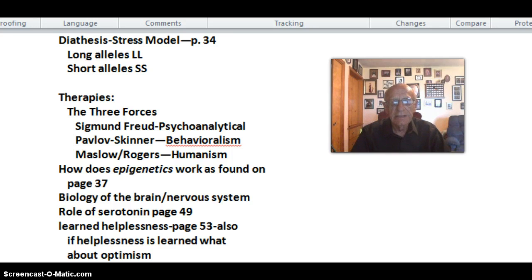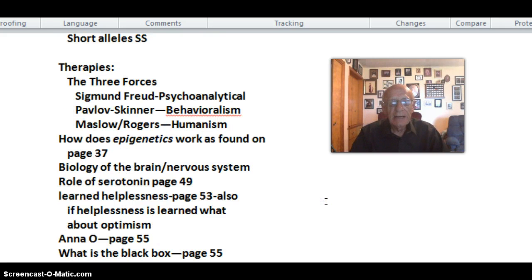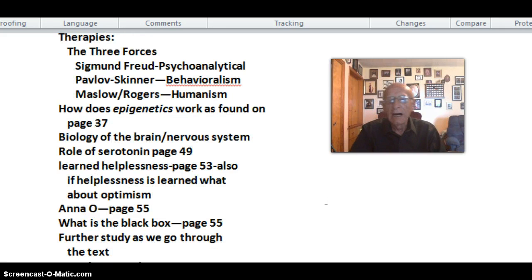Okay, going down through this now, I'm going to give you some pages there. It says, how does epigenetics work? That's on page 37. The biology of the brain and the nervous system and the role of serotonin. That's on page 49. And then we have a concept that is called learned helplessness on page 53. Well, if we can learn helplessness, can we also learn optimism? And optimism, you may know, is a person that is upbeat and that everything is going to be okay.